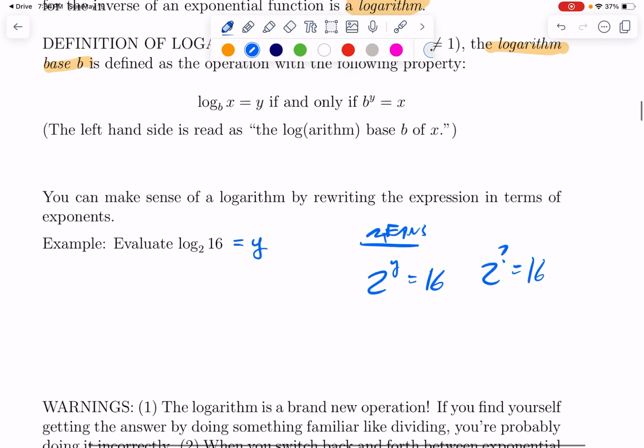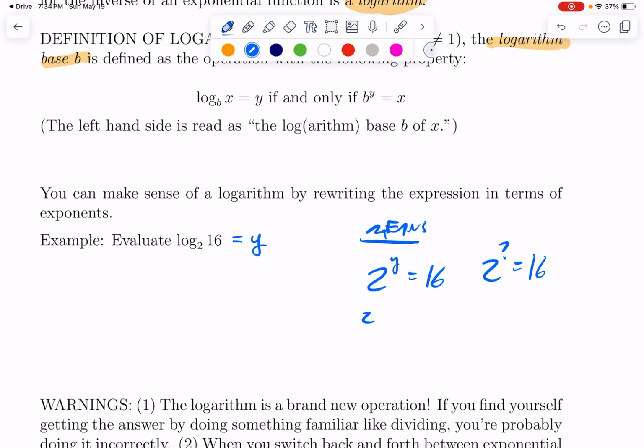And maybe you can do this instantly. Feel free to just experiment. 2 times 2 is 4. 2 times 2 times 2 is 8. 2 times 2 times 2 times 2 is 16. So that's 2 to the 4th power. So this is equal to 4. 4 is the power that we need to raise 2 to, to get 16.